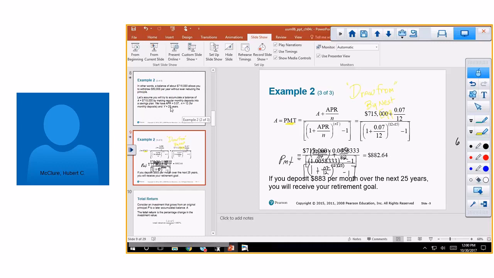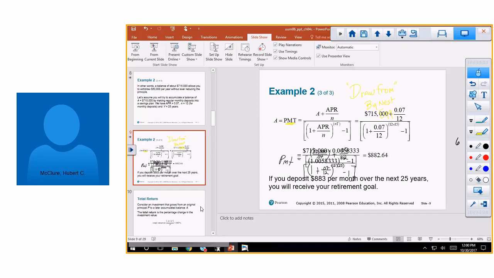Y is equal to 25 years. Well, if Y is equal to 25 years, why do they have a 15 right here? Yeah, it says at the bottom of the next. I'm sorry, what? It says at the bottom that you deposit $883 for the next 45 years. They got an error there. That's an error. But I've got an error somewhere also.